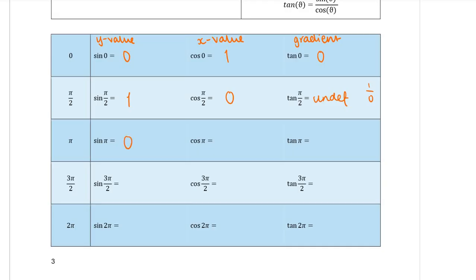Sine pi is going to be 0. Cosine pi is going to be -1 because we've gone over to the left. And then tan of pi is also going to be 0. Sine 3 pi on 2, because we've gone down, is -1. Cosine is 0. And then tan 3 pi on 2 is also going to be undefined because our cosine is 0. Now, lucky last, sine 2 pi is going to be the same as our 0 values. So it's going to end up being 0, 1, and 0 because we made it back around the unit circle.